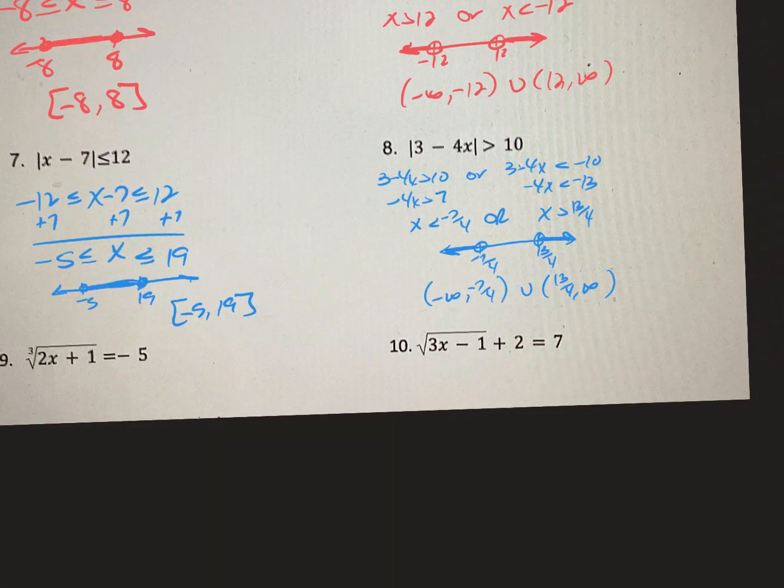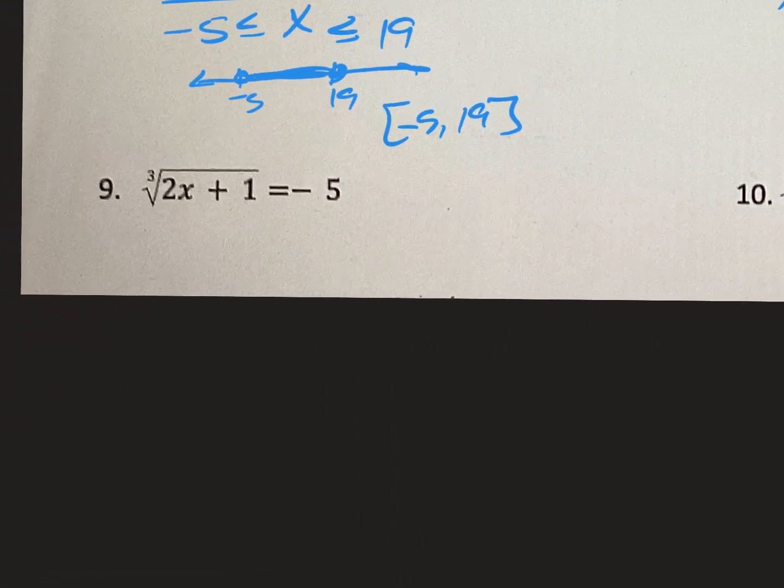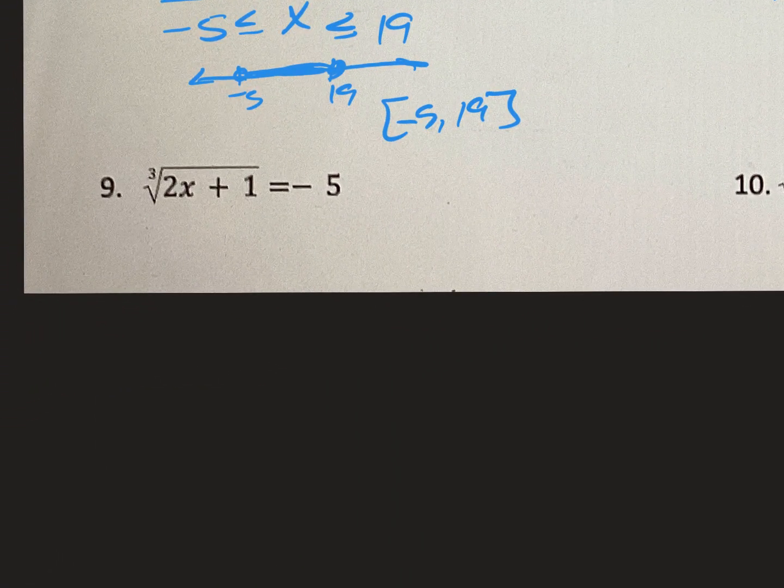And there's 8. Number 9 and 10 are radical equations. Number 9 is a cube root. So what I'm going to do in number 9 is cube both sides. Cube this side and that side. If I cube the cube root, it just goes away.